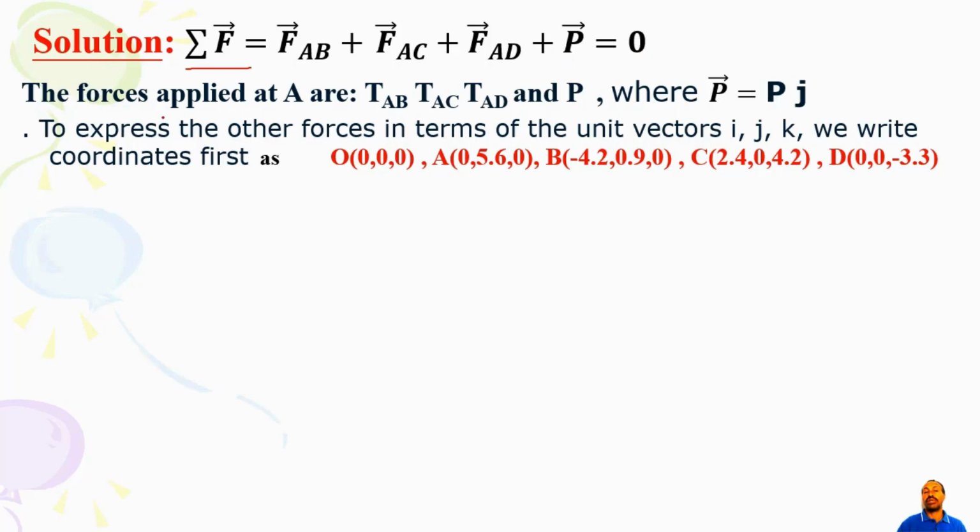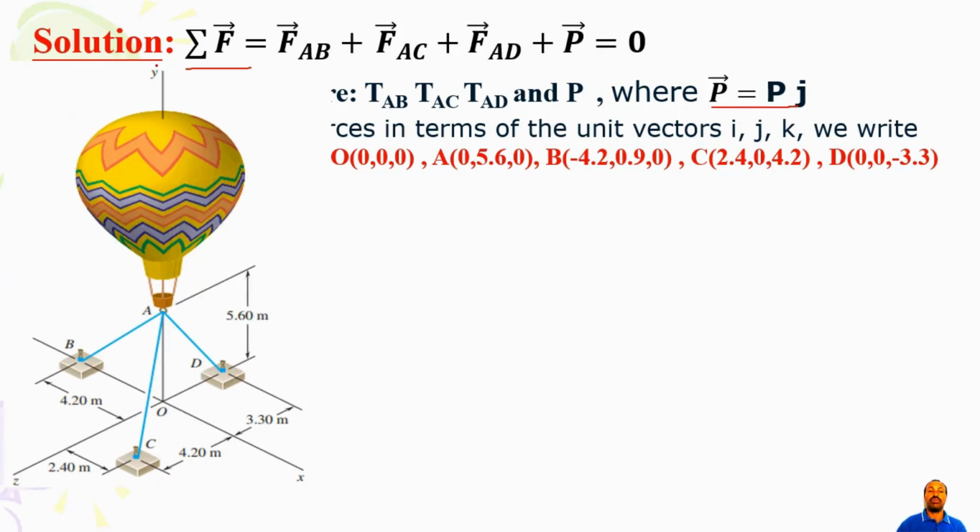The forces applied at A are these forces, where P is P times J, because it is acting in the J direction. Let me display this. You have Y positive, since it is acting in the Y direction, Z positive here, and X here. Then you should focus on the coordinate axes. Point O is the origin, 0, 0, and point A is on the Y axis, at 5.6 height. This is the Y coordinate; the rest is 0.